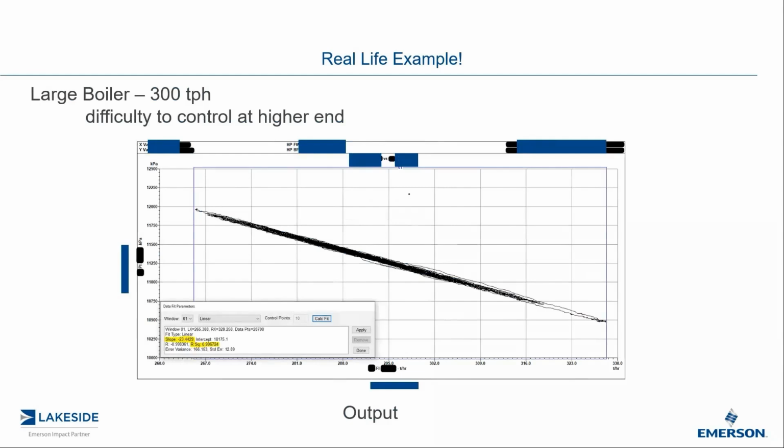So I'm going to share with you another story about where I actually implemented a characterizer. I've actually implemented a couple of places. In this example here, this is a large boiler at 300 tons an hour. And it turns out in this example that the valve was not the problem. It was actually the feed water pump was wearing out and could not supply enough pressure at the upper end, could not control. So what you're seeing there is actual data.